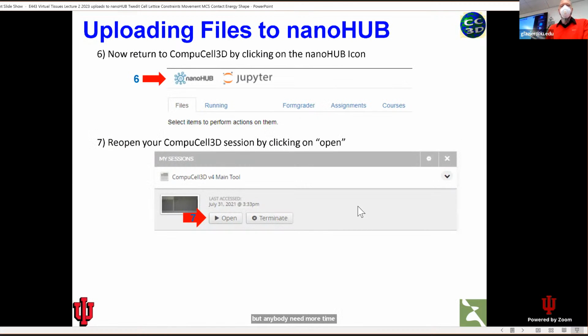Okay, so now go back to CompuCell on nanoHUB. So launch your CompuCell app. Well, we're going to use it one more time, so I'd leave it running. nanoHUB lets you have 3 active. Hayden, what's the question? Go ahead.